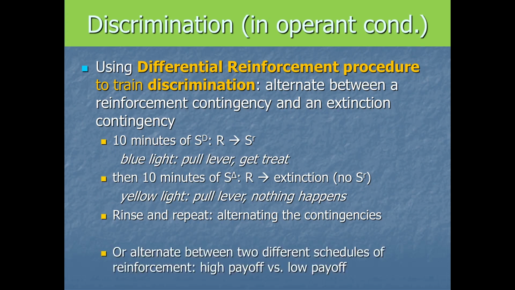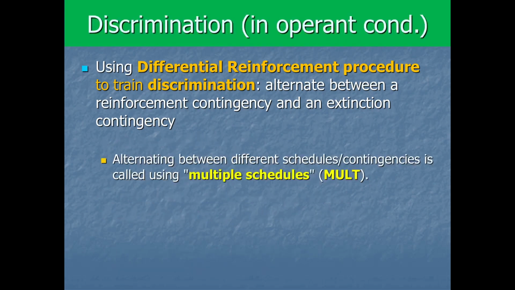You can actually use the same idea, but alternating between two different schedules of reinforcement. Like the blue light might mean that lever pressing leads to a lot of treats, like a really good schedule of reinforcement. And maybe the yellow light means lever pressing leads to only a few treats, like a really crappy schedule of reinforcement. As you go back and forth, they get experience with both of these. They'll learn the contingencies, right? They'll start responding more when the blue light is on. So we'd say the light stimulus comes to control their behavior in that circumstance too.